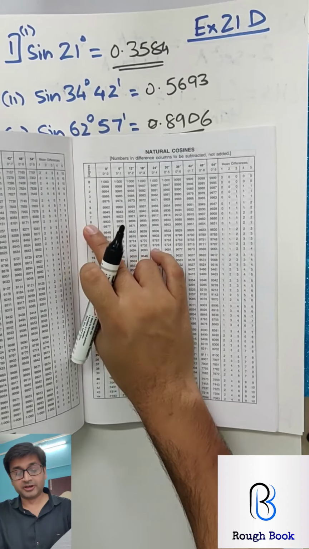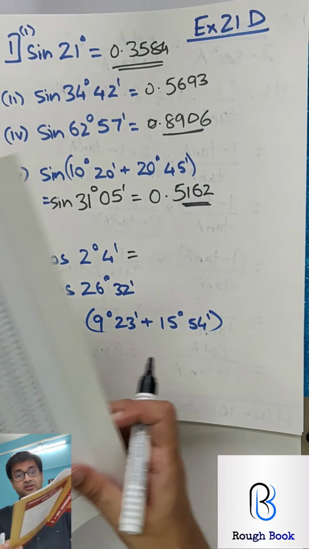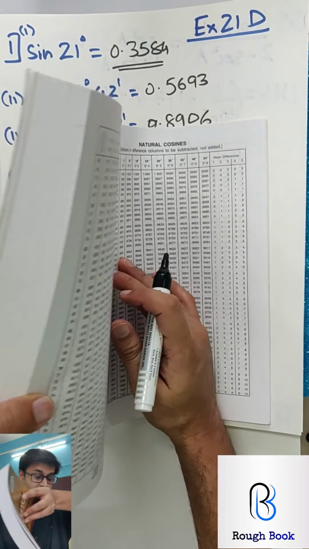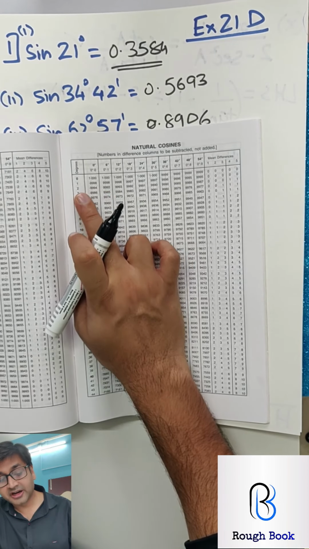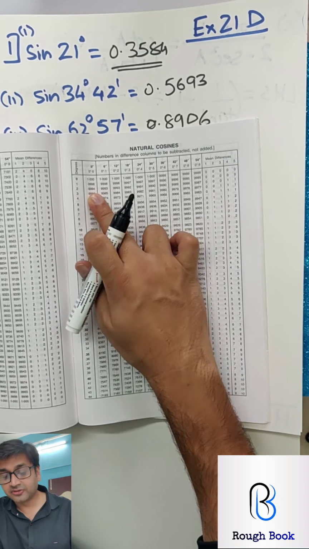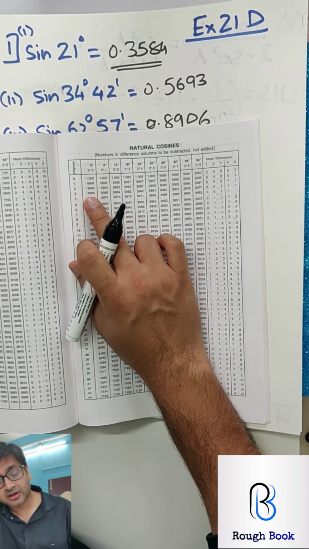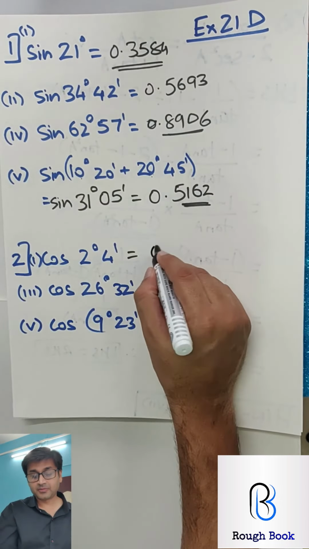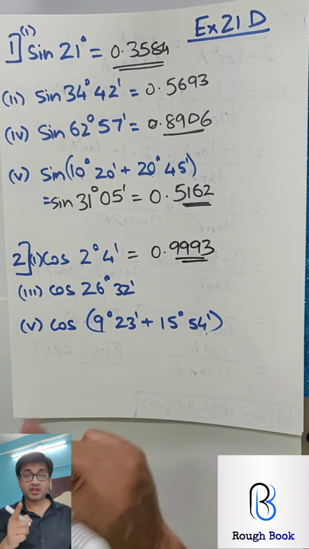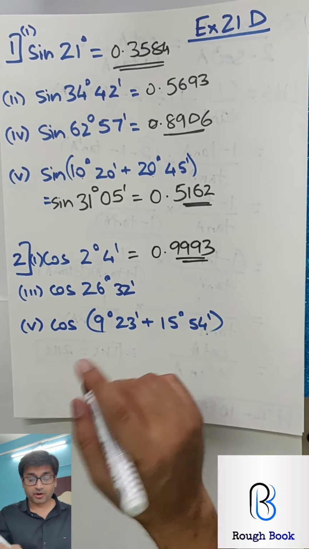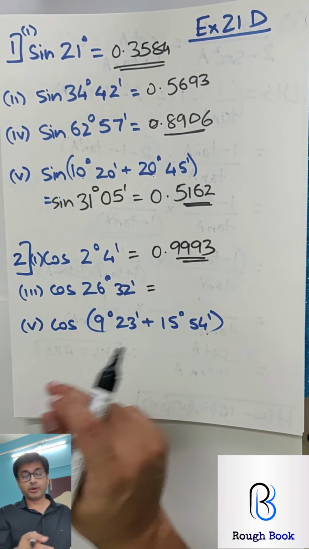2 degrees, 4 minutes. Finish all this, come back and then check. Don't start right now copying from here. So 2 degrees and 4 minutes. So 4 minutes I don't have. So I'll have to take mean difference 4, which is 1, and subtract, not add. So 9993, 0.9993. Did you match with this? If you match, means you're copying it. Come on, pause, finish everything, then come back.